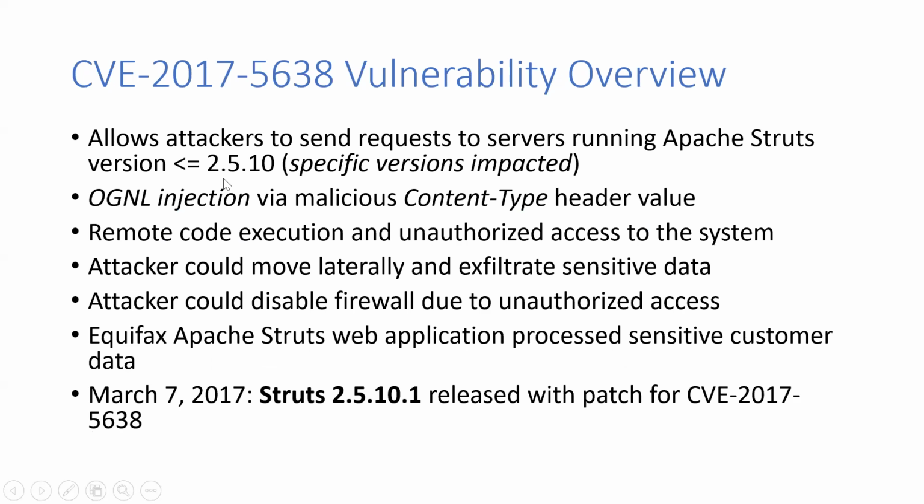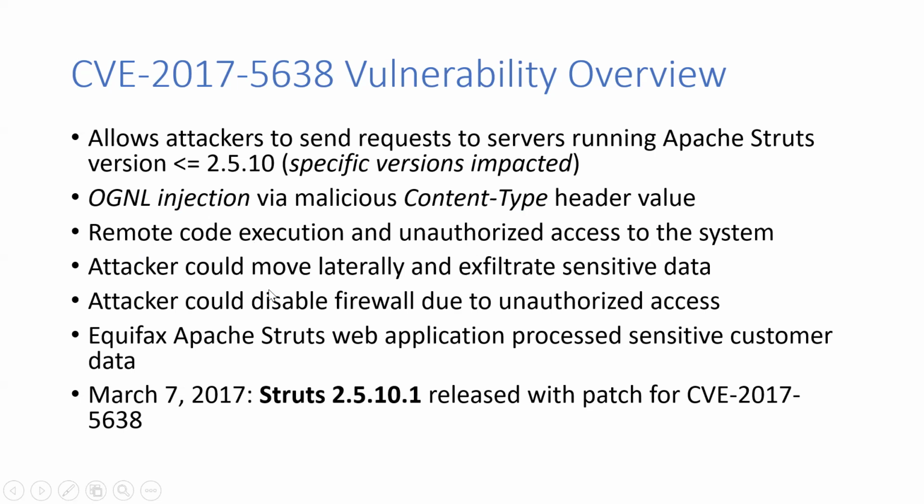The specific vulnerability was present in specific versions of Apache Struts less than 2.5.10. This allowed attackers to send requests to servers by manipulating the content type header value in the request header, by injecting OGNL scripts into the content type header value. OGNL stands for Object Graph Navigational Language. With the help of this OGNL injection, the malicious actors were able to execute remote code and gain unauthorized access to the systems.